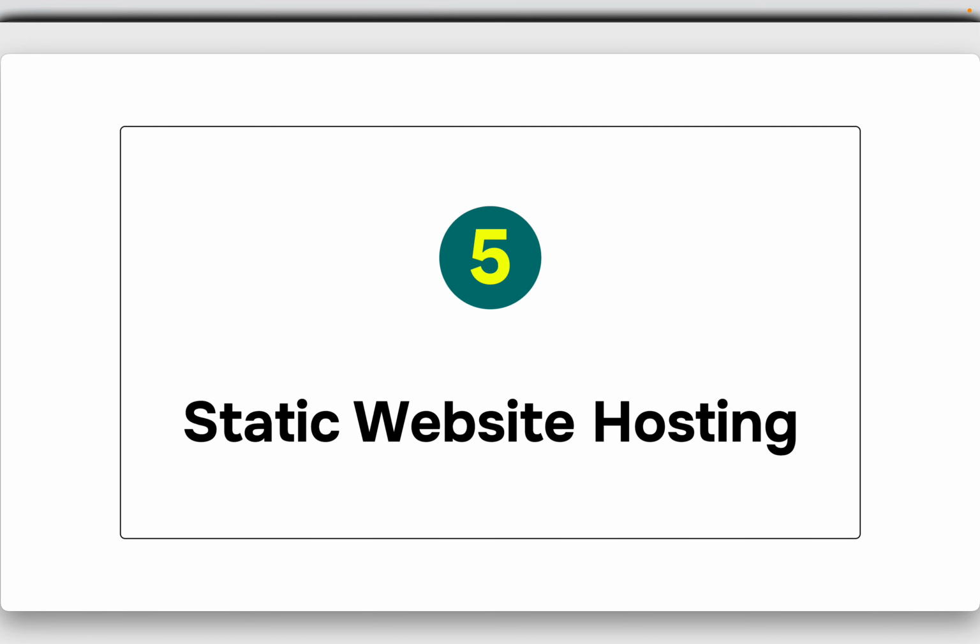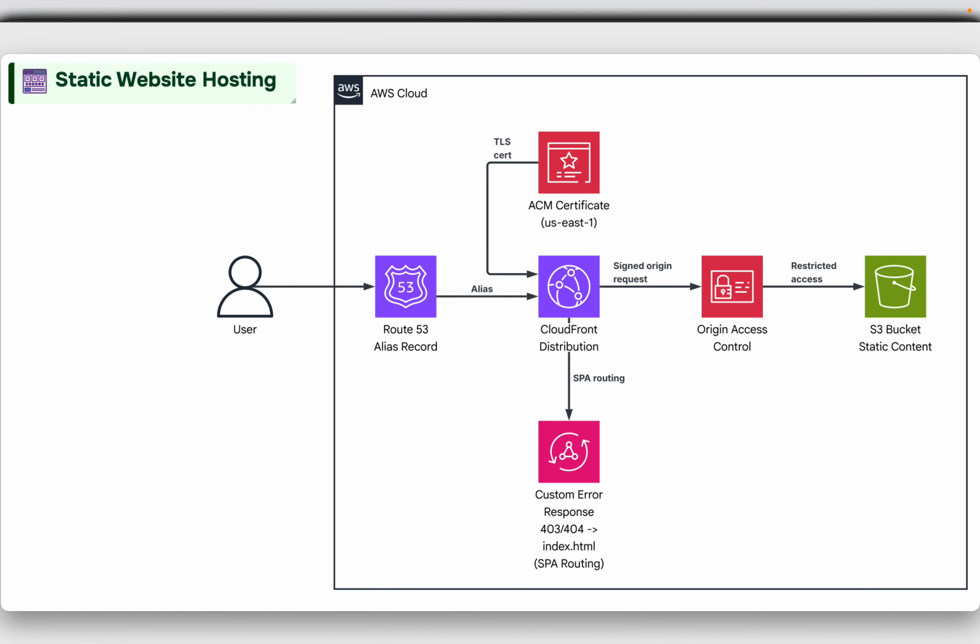Fifth topic is static website hosting. The diagram shows the static website hosting architecture. The user connects to the Route 53 alias record, which points to the CloudFront distribution. CloudFront uses origin access control to send signed origin requests to the S3 bucket with restricted access. The ACM certificate in US East 1 provides TLS. Custom error response handles single page application routing for 403 or 404 errors.